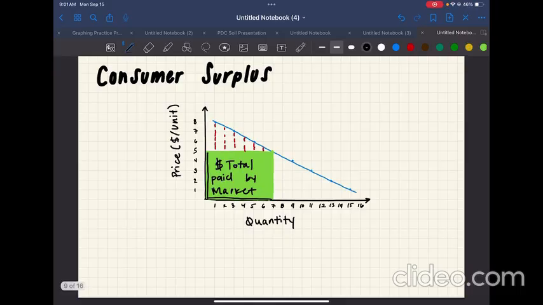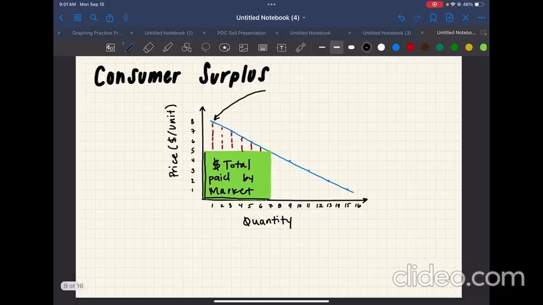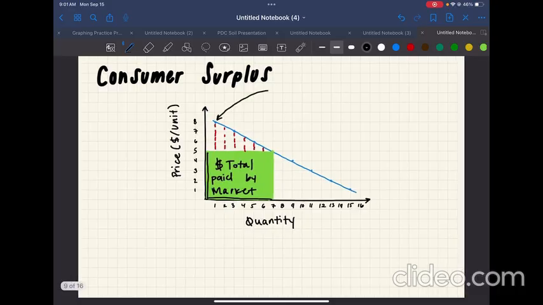Okay, so this first customer, they were willing to pay $8, but because we don't auction everything off, we set a price and everyone pays the same price. They were willing to pay $8, but they only had to pay $5. Therefore, they get a $3 surplus of benefit, right? They get $3 more benefit than they paid for.